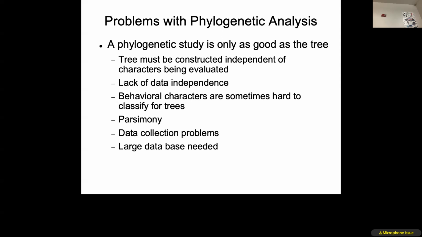It's one of the reasons why DNA is so valuable, especially non-coding areas, because they generally don't do anything. So then we can make the tree with a non-coding area, and then we can evaluate any variety of things: the genes that actually code for proteins, the morphology, the physiology, the immunology, the behavior. Behavioral characters, with the exception of this weekend's reading, are many times very hard to classify within a tree. That's fine. Parsimony, we talked about this.